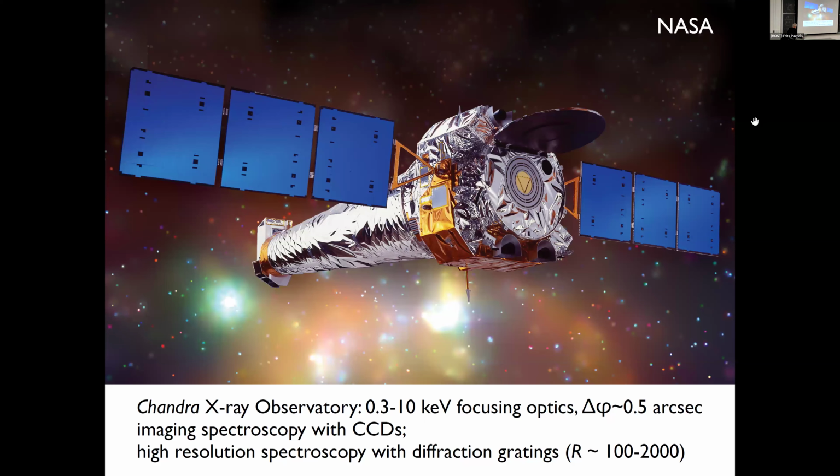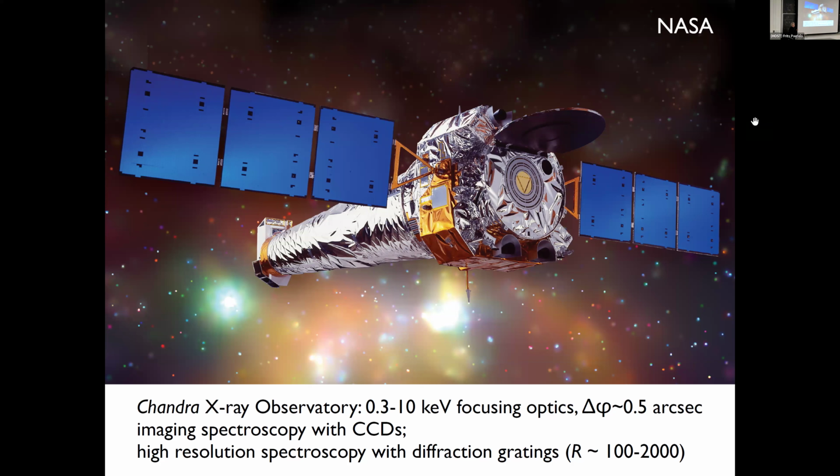So this is the Chandra X-ray Observatory that we've used to do observations with. It's got an X-ray focusing optic over here that focuses X-rays between 0.3 and 10 keV or so. It has an angular resolution of about half an arc-second. So that is comparable to what you would see from a very, very good photo taken with a terrestrial optical telescope, right?